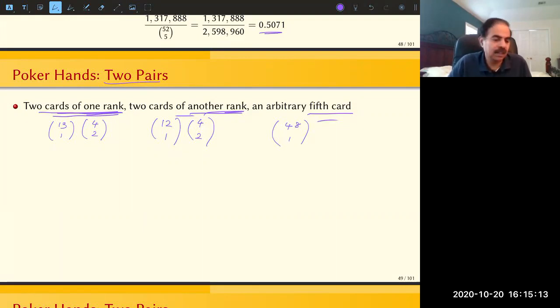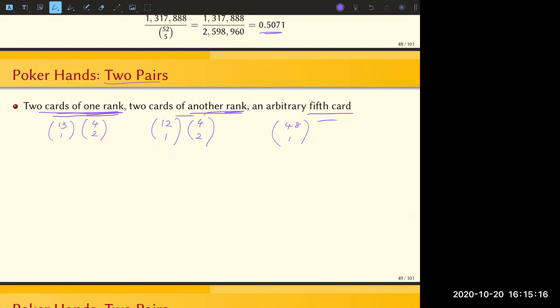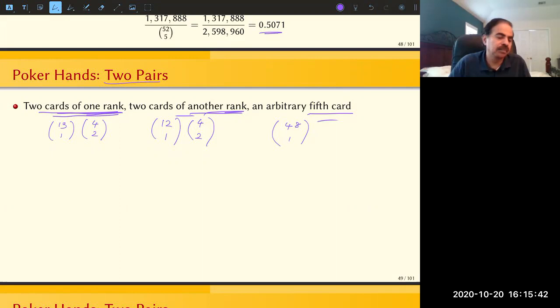Is it Owen? You want to try again? Yeah, instead of doing 13 choose 1 times 12 choose 1 for the 2 ranks, it should be 13 choose 2 because the order that you choose them in doesn't matter. Okay. Any other problems?